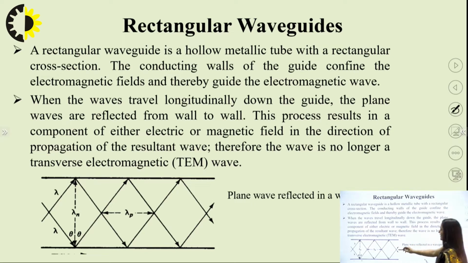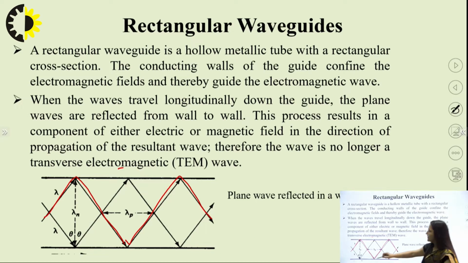Whenever a plane wave comes into the rectangular waveguide, it strikes the wall of the waveguide, and from there it is reflected back to the next wall, and from there again it is reflected to the next wall. It means the reflection of the signal is through total internal reflection.